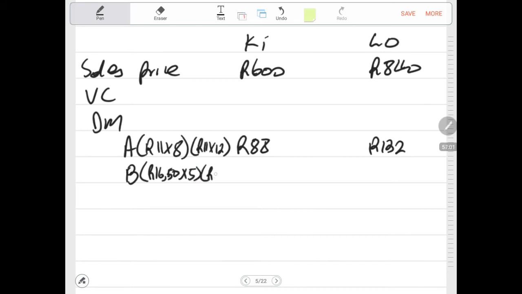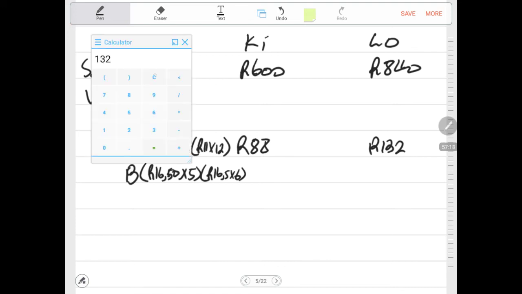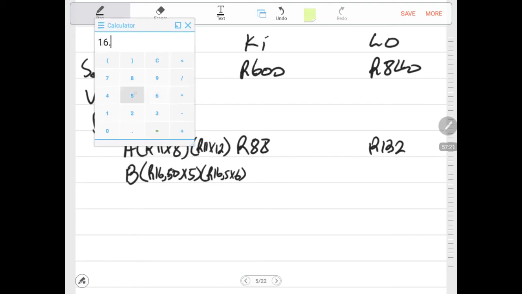Then we say material B is 16 Rand 50 cents, and the required kgs to complete will be 6 kgs. Then we go on that now, and we say 16.5 by 5, it is 82 Rand 50. Then we say 16.5 by 6, we get 99 Rand.